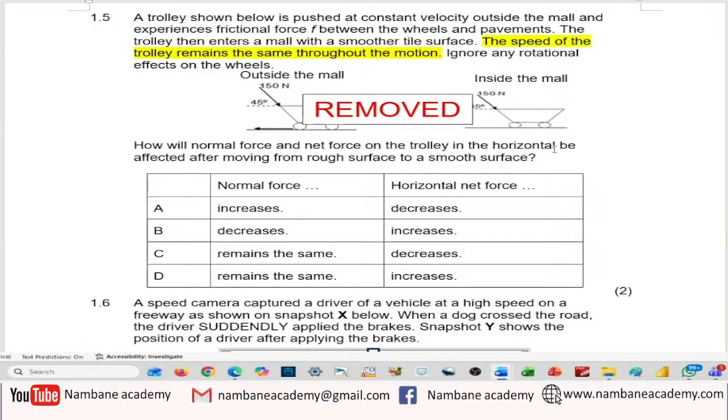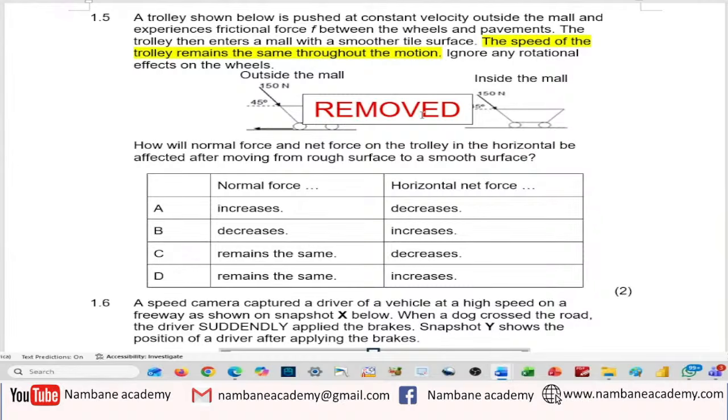You see, with this question, colleagues, maybe it is something that we need to discuss, or where the problem is with this question. The trolley shown below is pushed at constant velocity outside the mall and experiences the frictional force F between the wheels and the pavement. The trolley then enters the mall with a smoother tile surface. Up to here, one will expect that the velocity must change and it must increase. But the statement after that says the speed of the trolley remains the same throughout the motion. Then that took out everything, and it took the question and the science out of context.